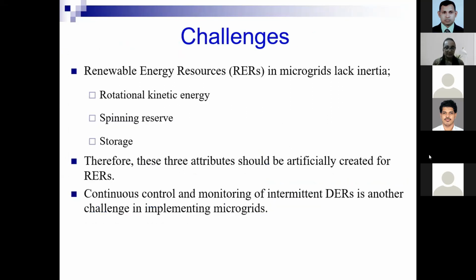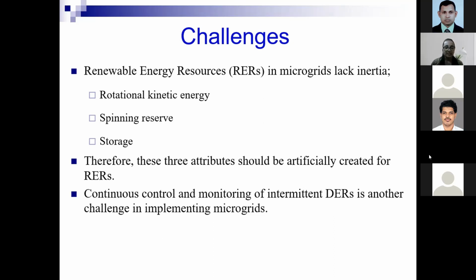However, there are several limitations related to microgrids. As you know, the renewable energy resources in microgrids lack inertia, mainly rotational kinetic energy, spinning reserve, and storage. Therefore, these three attributes should be artificially created for these renewable energy resources. The inertia can be artificially created by adding energy storage units because the energy storage units can absorb mismatches in demand and supply within the microgrid and help in stabilizing the microgrid after disturbance.